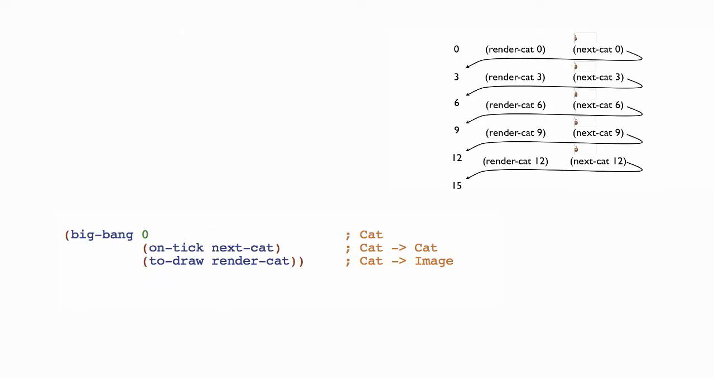To do that, to wire renderCat and nextCat together that way, Dr. Racket gives us a special expression called a big-bang expression. And here's an example of how we would use big-bang to make the cat walk. The first argument to big-bang is an expression that evaluates to what big-bang calls the initial world state, the initial state of this whole interactive world. In this case, the state of the interactive world is represented by the cat type, and so we're going to give it an expression that produces a cat. So 0 is the initial position of the cat.